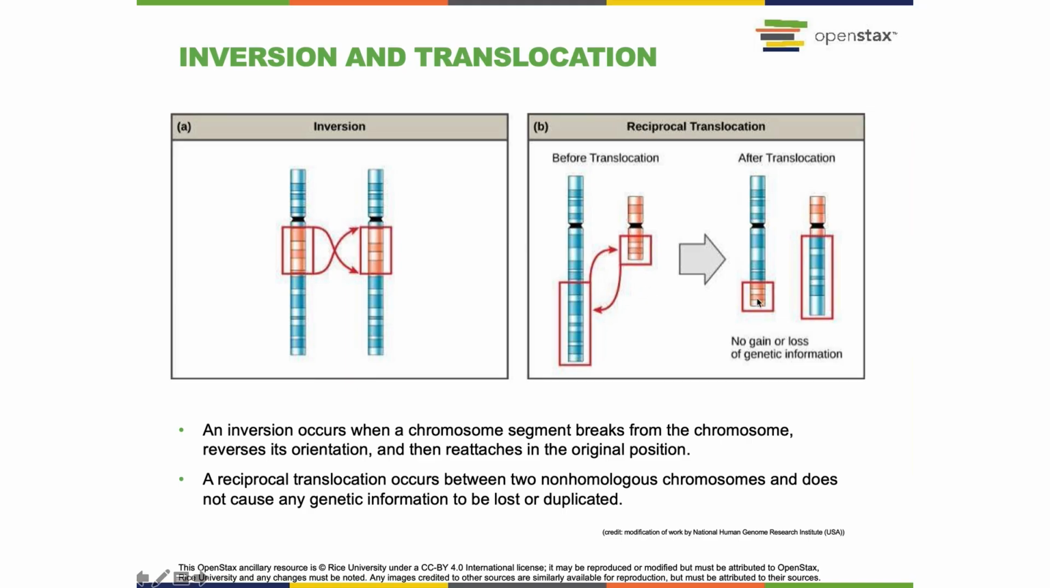In translocation, we swap. The tips of one chromosome go to the other. The tip of the other goes to this one. It's kind of like crossing over, but not between sister chromatids.